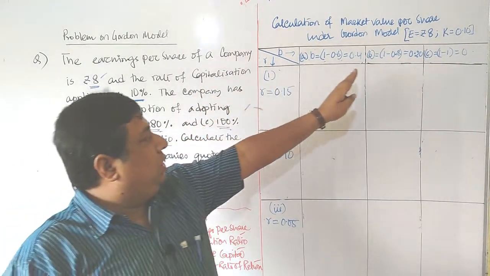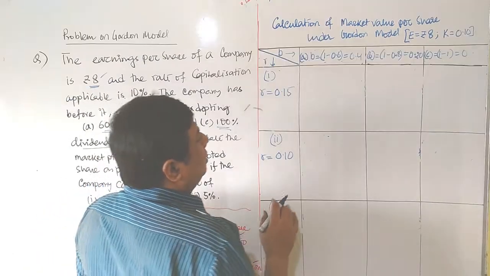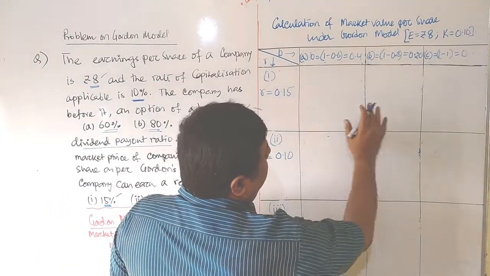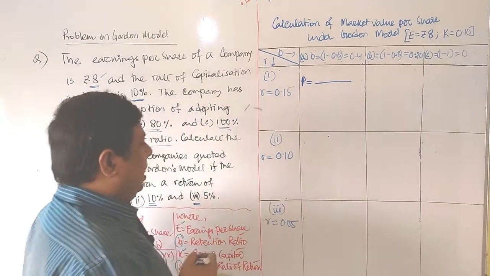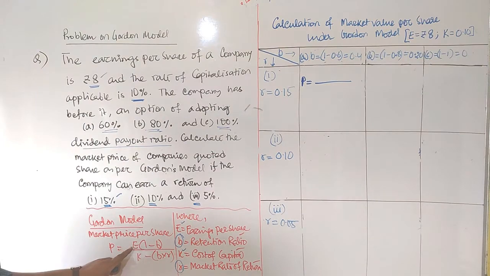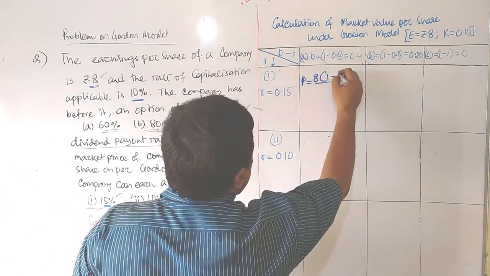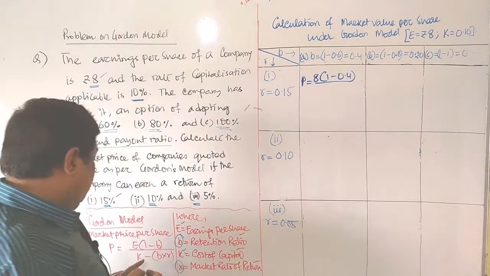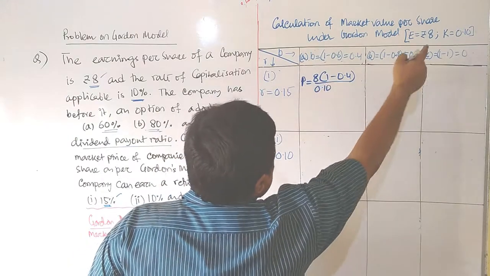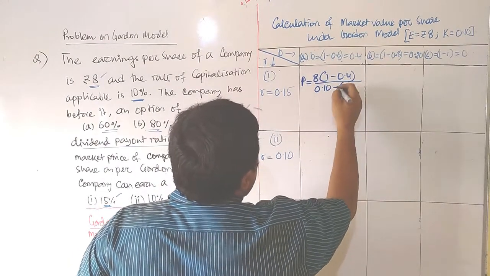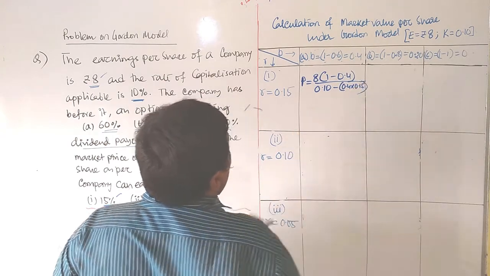Now 3 specific B and 3 specific R have already been mentioned. Now we have to calculate market value per share depending upon 9 specific conditions. Say first row, first column. P equals, according to that formula, E(1 minus B) whole divided by K minus BR. E is 8, 1 minus B is 0.4, whole divided by K minus BR. K is cost of capital, that is 0.10 minus BR. B is 0.4 and R equals 0.15.